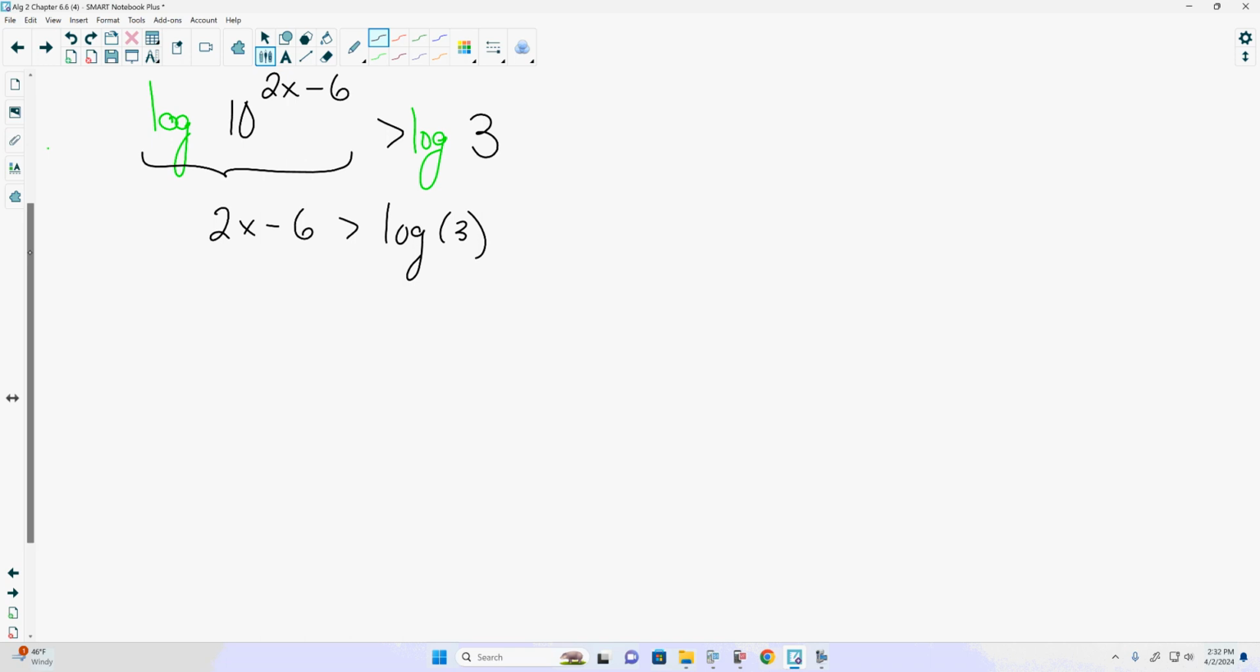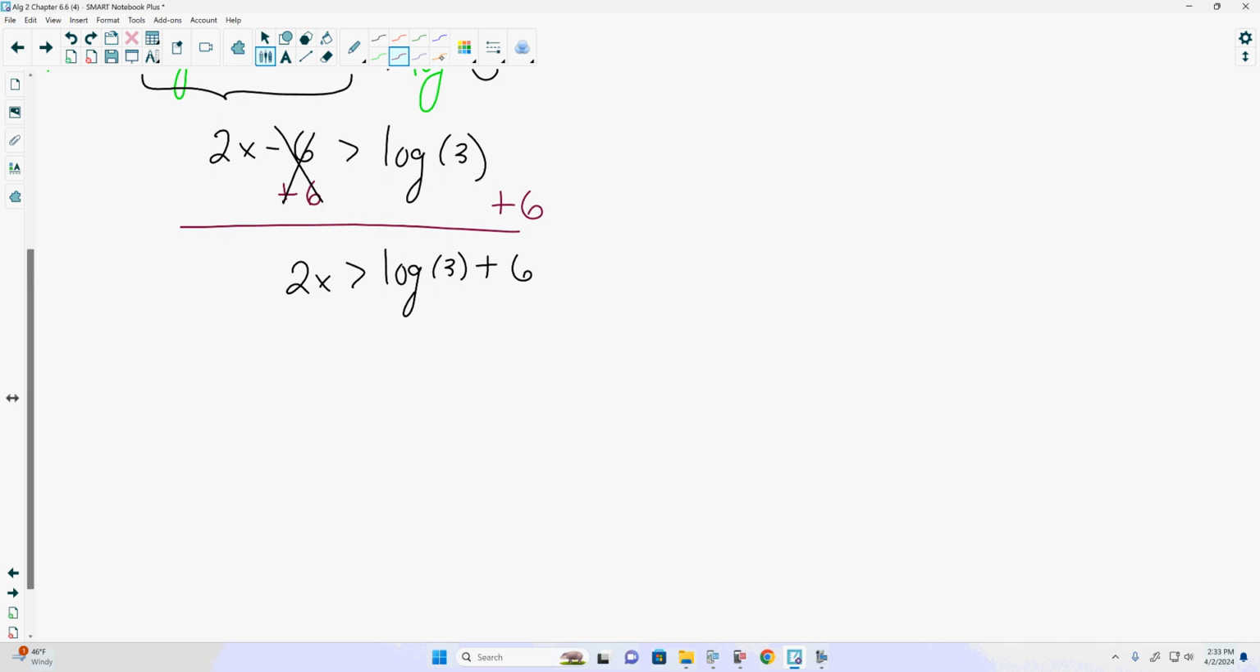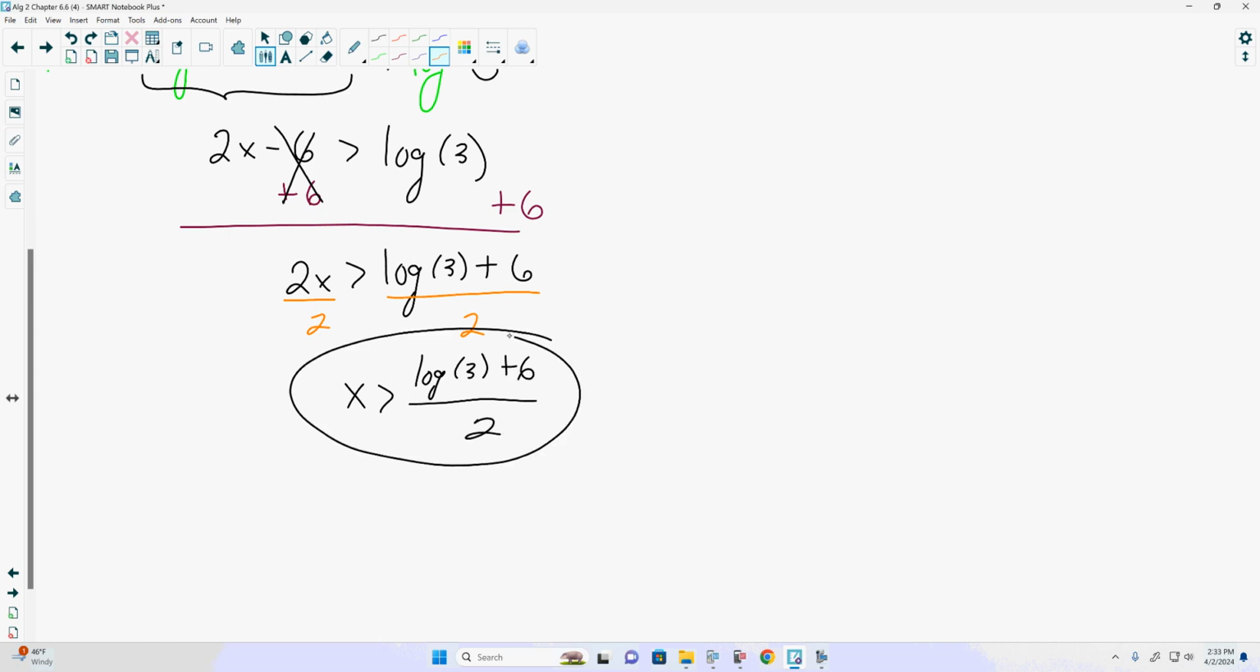Is x by itself? So what do we need to do? Add 6. And if we add 6, our negative 6 plus 6 would cancel, telling us 2x is greater than log of 3 plus 6. And last but not least, we would divide both sides by 2, telling us x is greater than log of 3 plus 6 over 2. And log of 3 plus 6 all over 2 does not reduce to a nice number, one of our integers. So that's our final answer.